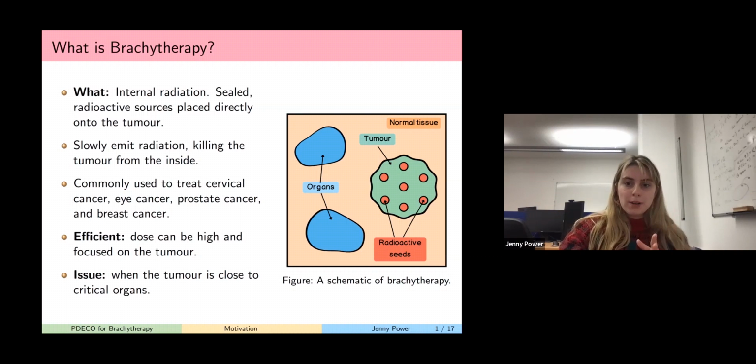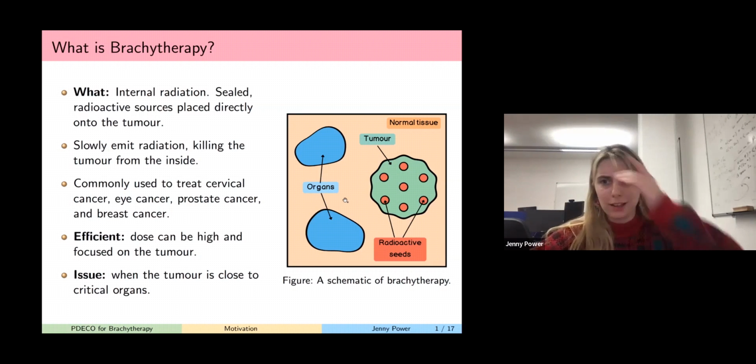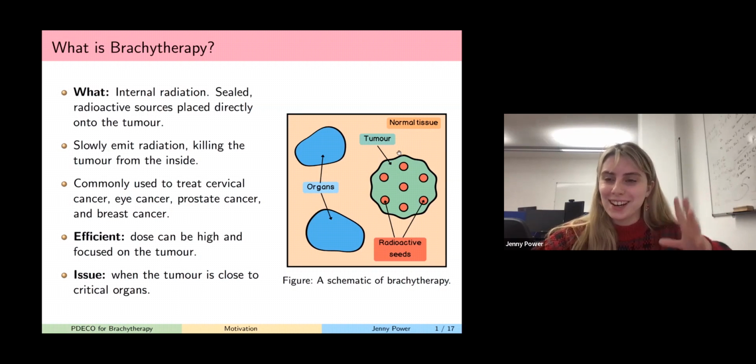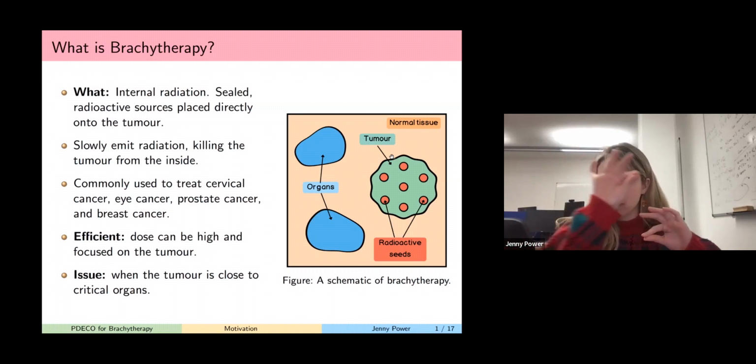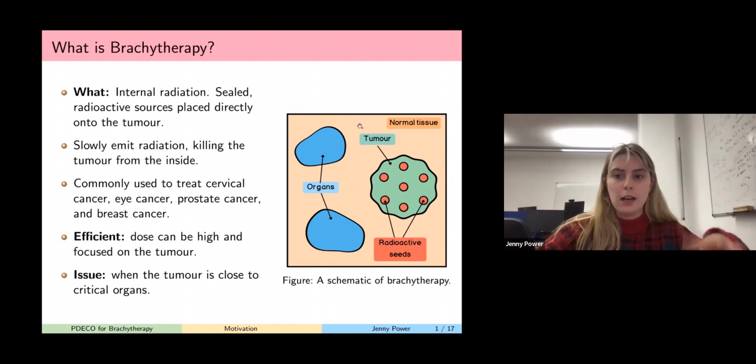So my research, I'll quickly go over just the schematic before I move on. You can see here in green, we have this tumor. The red dots are these radiation seeds. You place them directly on points in the tumor. And then you have healthy organs and surrounding tissue around it.